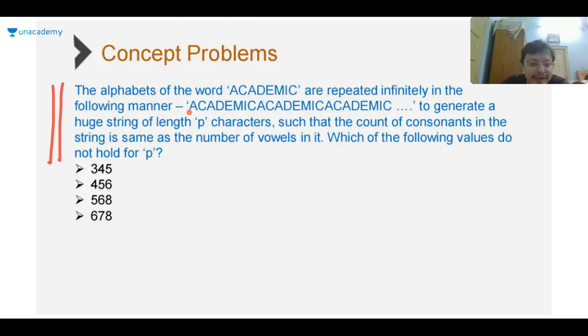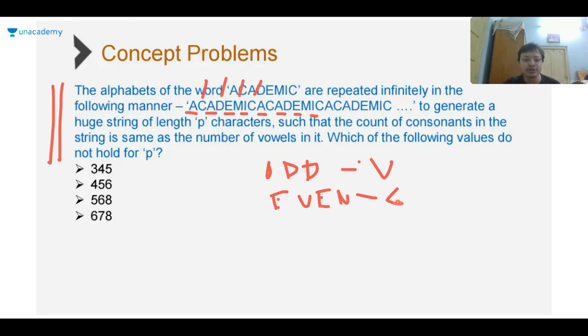So if you look here, every odd numbered position alphabet is a vowel. In the word academic, every odd numbered position alphabet is a vowel. If you continue writing academic, academic, and so on, every odd numbered is a vowel, whereas every even numbered is a consonant. So every odd is a vowel, every even numbered alphabet is your consonant. So the question is saying which of the following values do not hold for P?